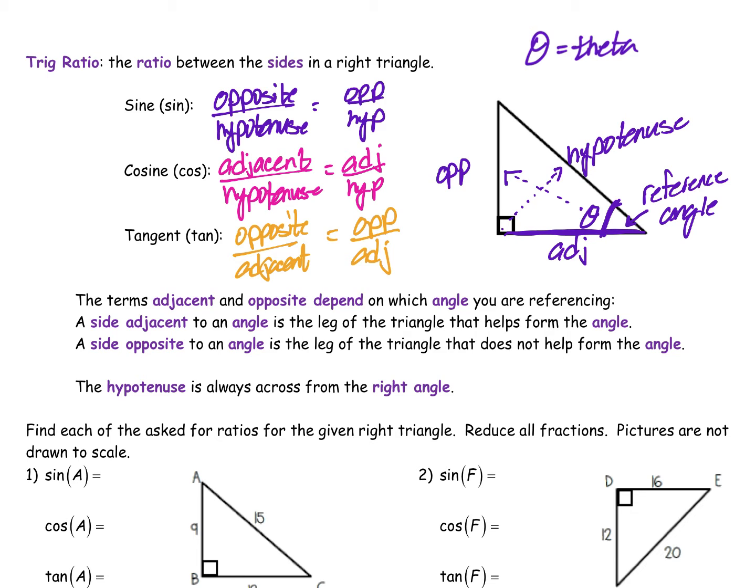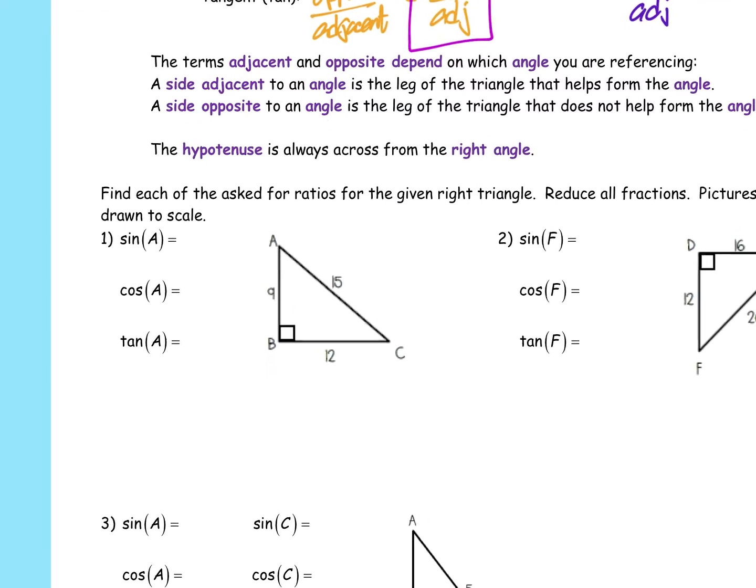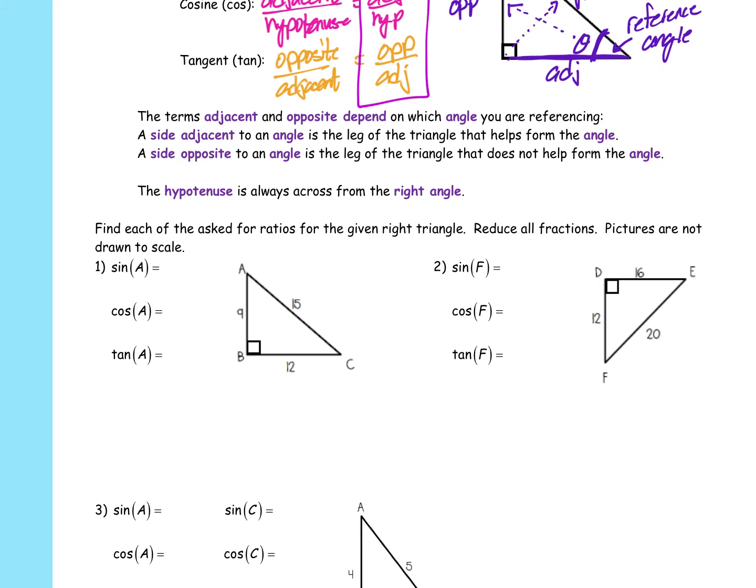Okay, so all we're doing today is just finding these relationships, and that's it. We're just going to find these relationships from a triangle and figure out which angle they're talking about, okay? So I think that's all you have to do on your homework too. We're not doing any calculations. We may have to simplify a fraction. Reduce all fractions. Just so you know, in all trig, pictures are not drawn to scale, so just take it lightly.